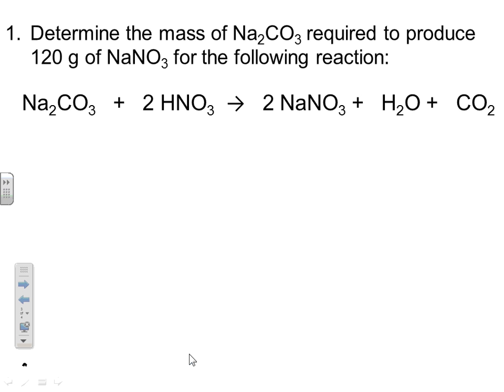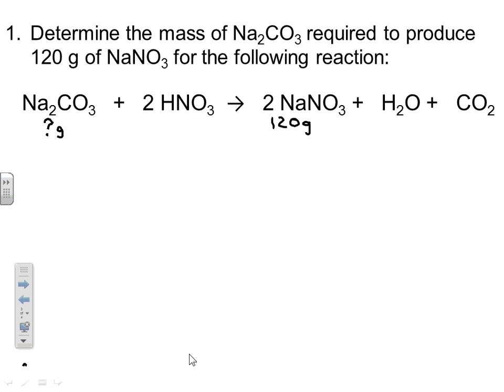All right, so we want to determine the mass of sodium carbonate, and we want to produce some sodium nitrate. Again, keep in mind, we have our two lines that exist: the mole line and the grams line. So determine the mass of sodium carbonate, question mark grams. And we know that we're going to try to produce 120 grams. All right?